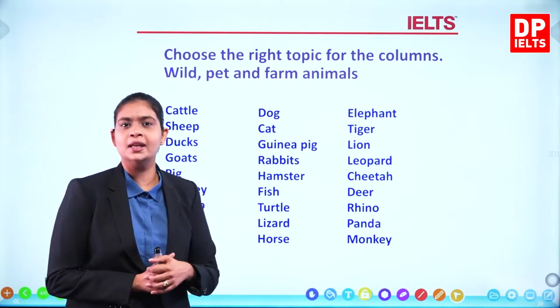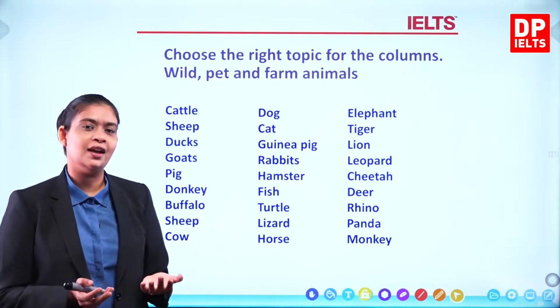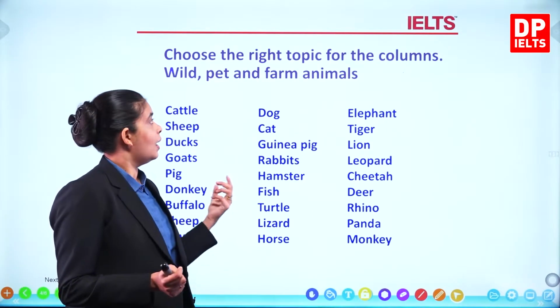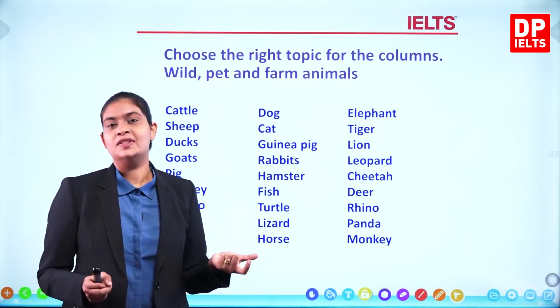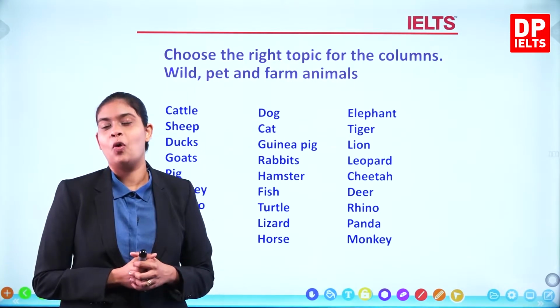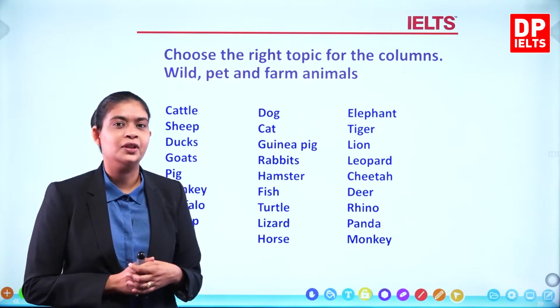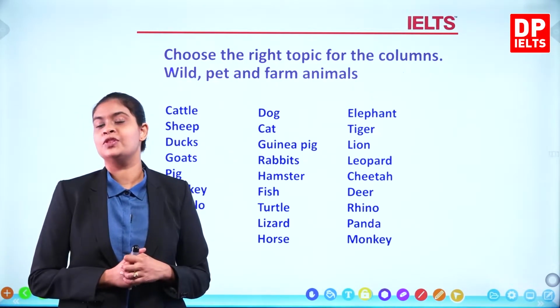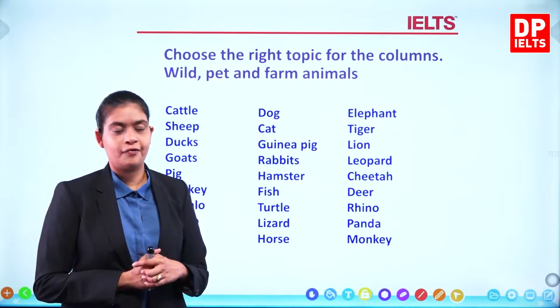So the wild animals are the animals that actually are outside, like in the forests, okay? Pets or pet animals are the ones that actually stay at home with us, the ones that we love to keep at home. The farm animals are the animals who are actually in the farm.